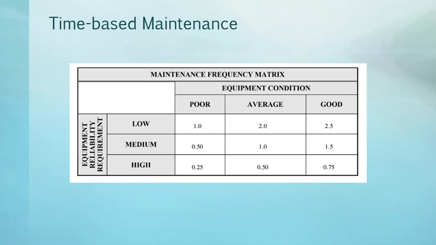Time-based maintenance is where you determine how often to perform your maintenance based upon the equipment condition and the reliability that you require. As you perform this maintenance, you need to review how many items are found and adjust the time period to perform this maintenance.